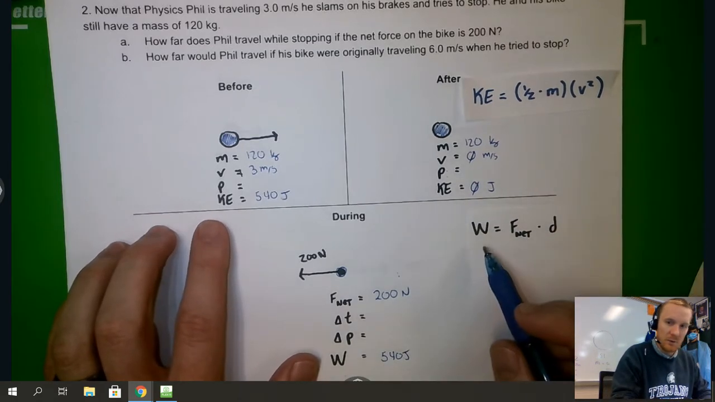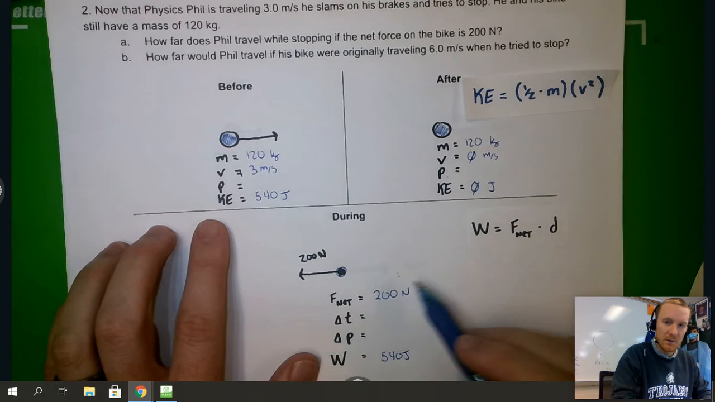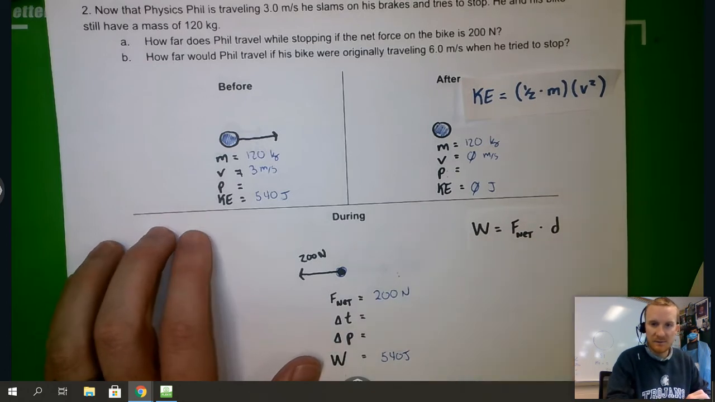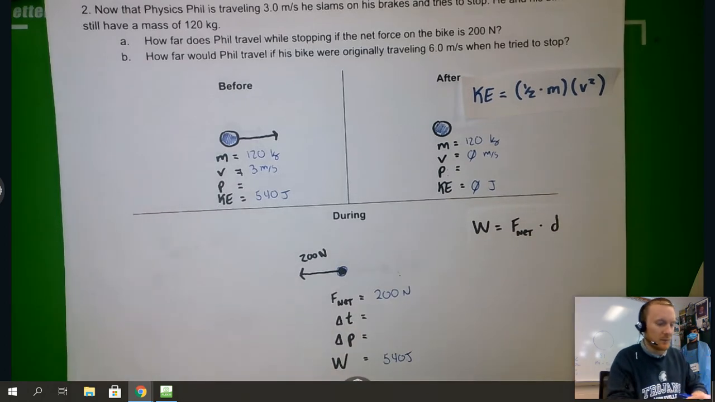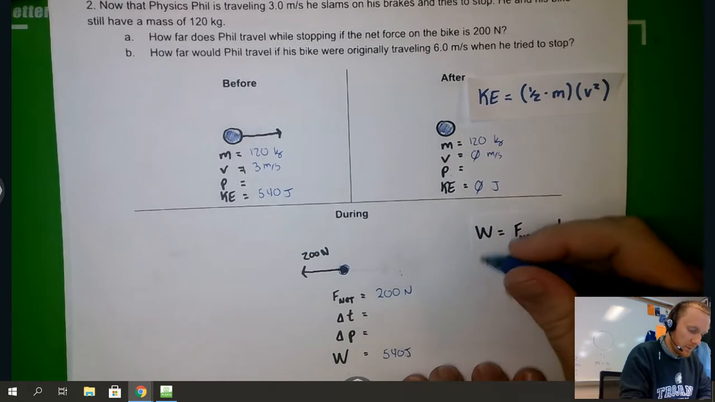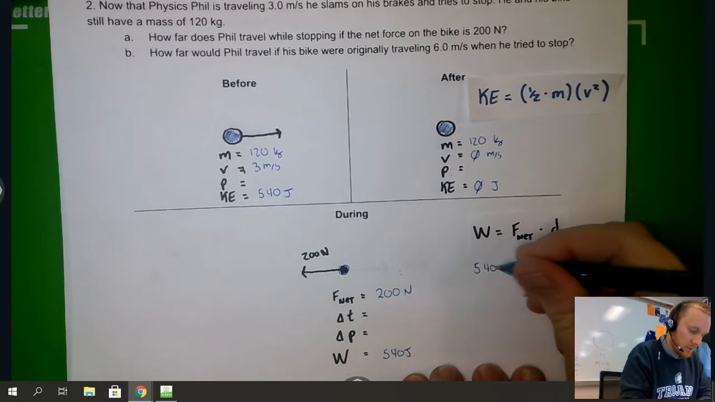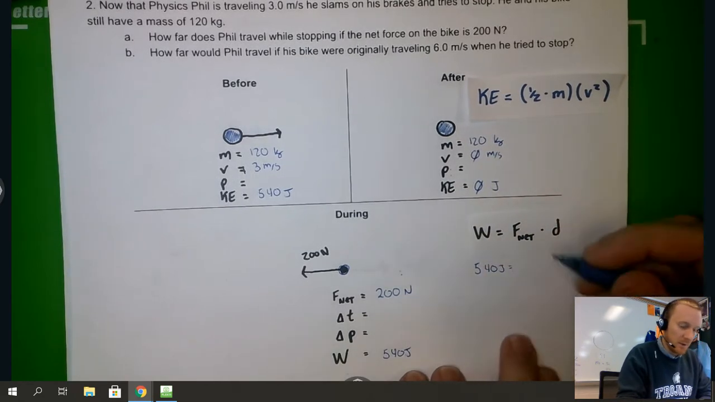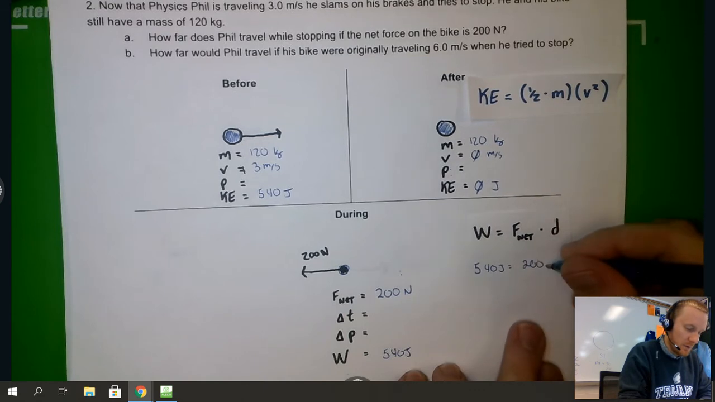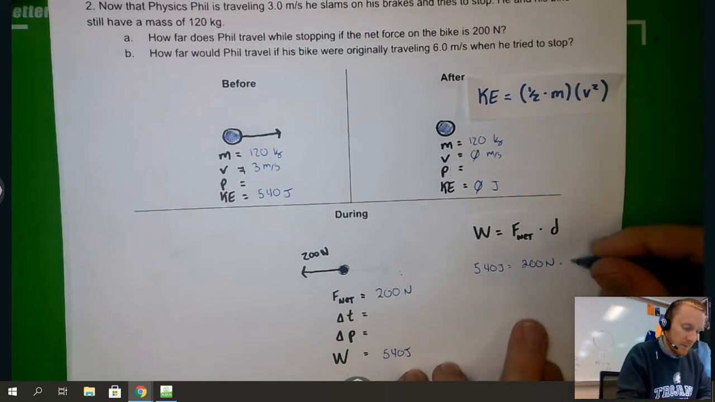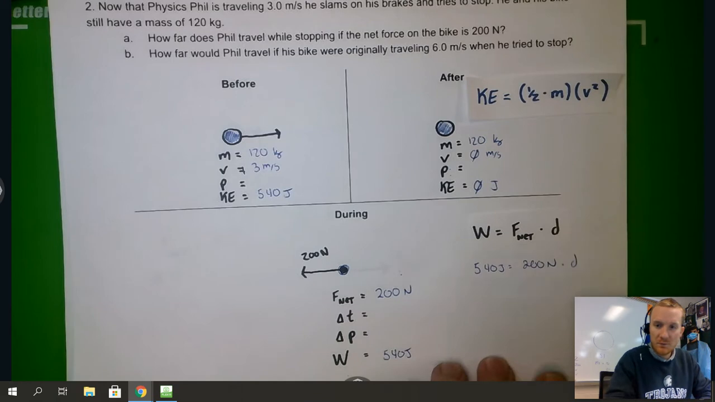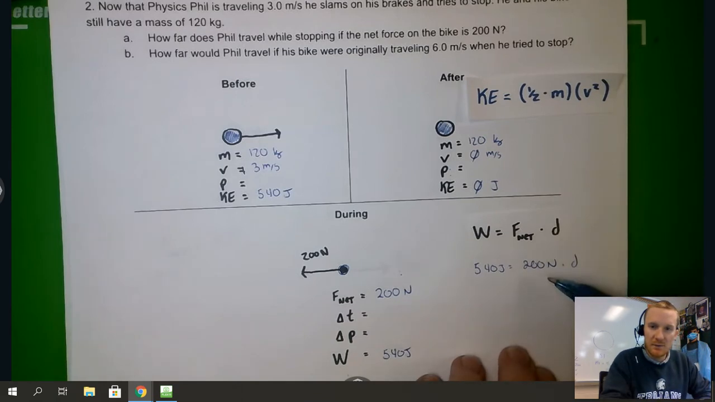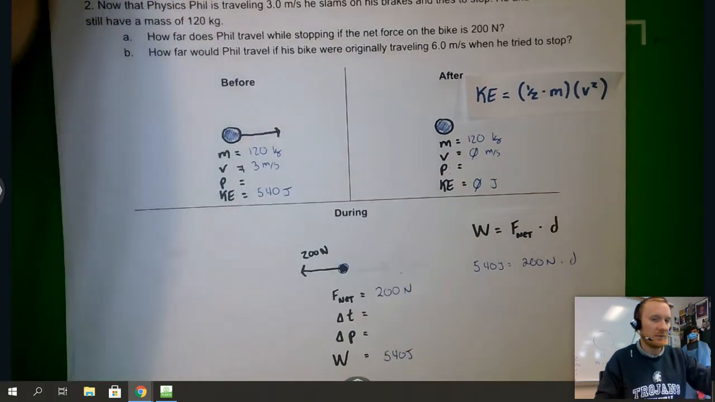So now that we know the work, we have the force that's been applied, we can figure out the distance. Okay, how far does it come to a stop? So I'll just plug in the work, which was equal to 540 joules, and that's equal to our net force, which was 200 newtons, and multiply that by whatever our distance is. So now we just have to figure out, well, what times 200 gives us 540?